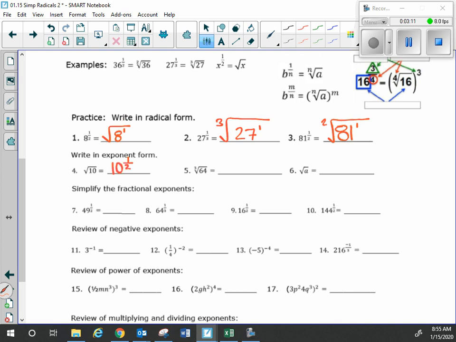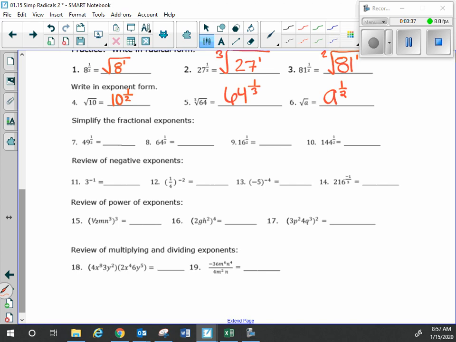10 to the power of 1/2. Cube root of 64. 1/3. Very good. Square root of 8. 8 to the power of 1/2. Good. Okay.